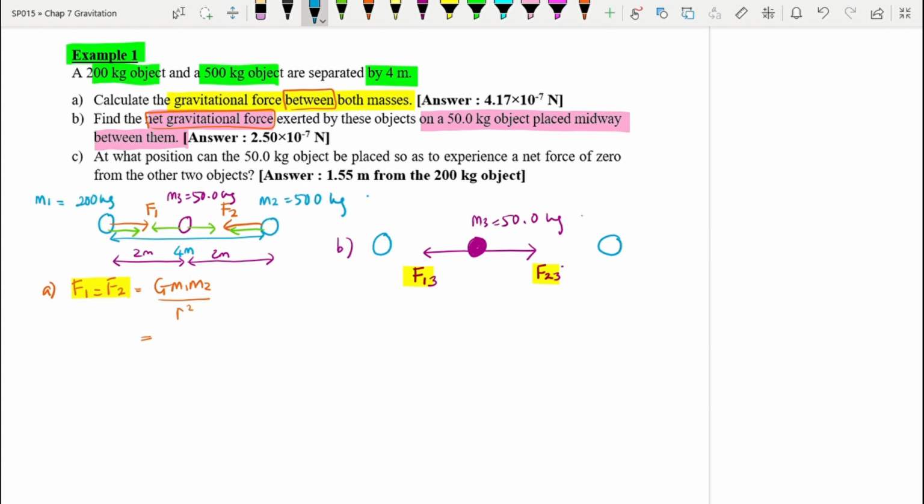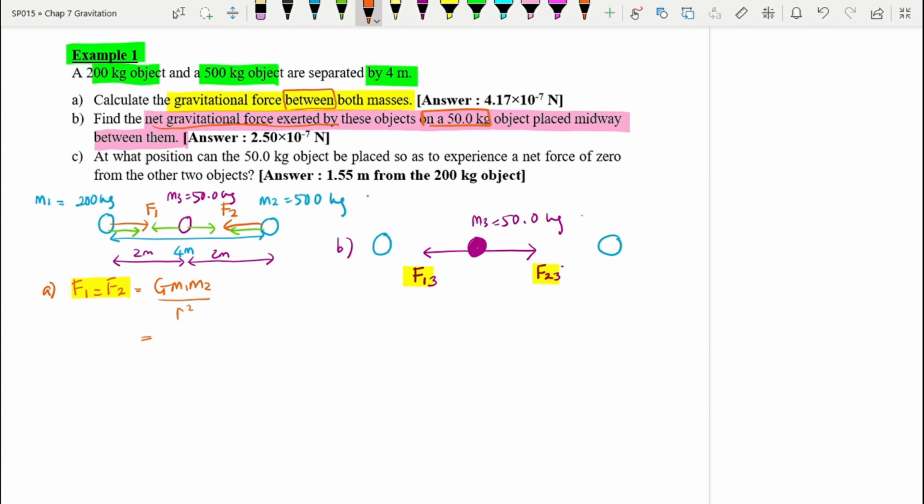Okay, so nak highlightkan tentang force on M3 sahaja. Mass 1, mass 2 kita boleh lupakan. Kenapa kita boleh lupakan? Sebab lagi sekali saya highlightkan dekat sini. Okay, saya padam sikit. Soalan dia, net gravitational force exerted on 50 kg object. So by these objects tu dia refer kepada mass 1 dengan mass 2 lah. So dia nak kata on 50 kg object.